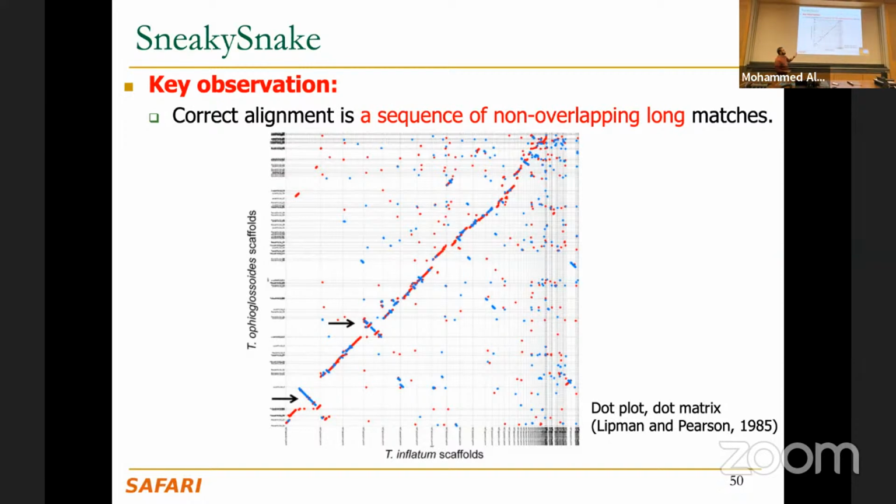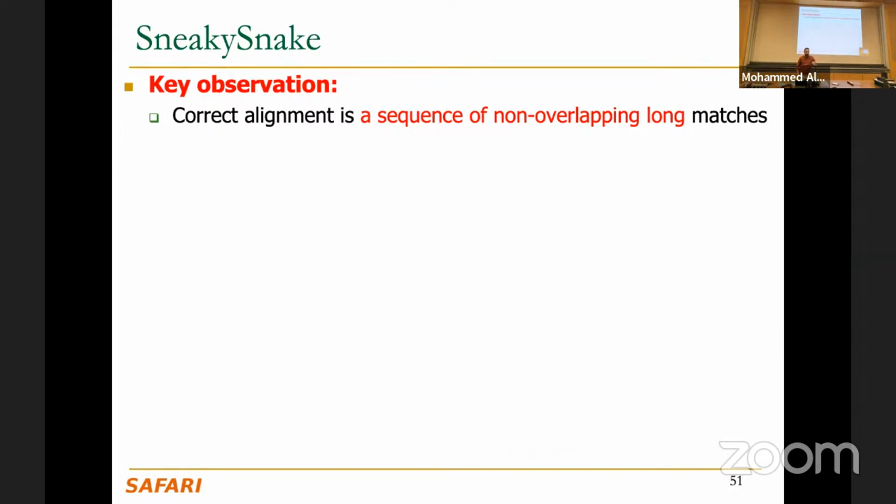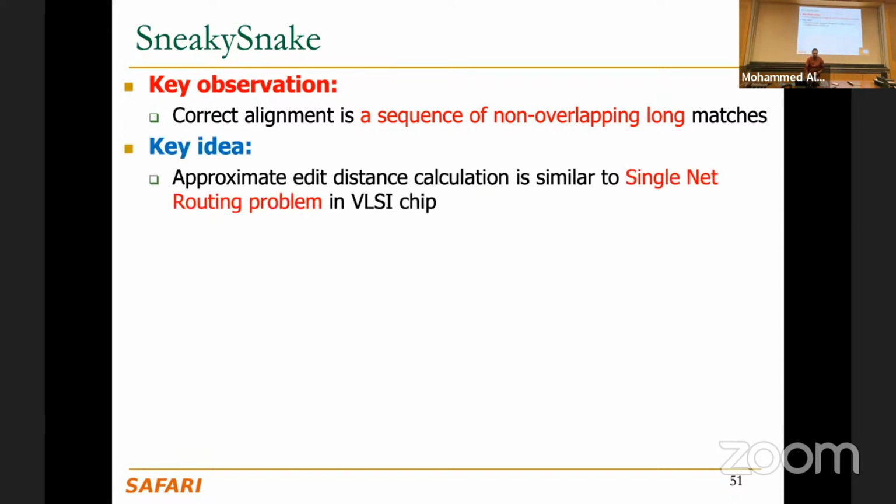I want you to observe that if the 2 sequences at these axes are similar, then you will always get this kind of diagonal matches, right? You may get some random matches scattered around the diagonal, but at least you will get most of the matches going around the diagonal. And this is a very, very important observation for me. A correct alignment is a sequence of non-overlapping long matches that are around the diagonal. How am I going to use it?